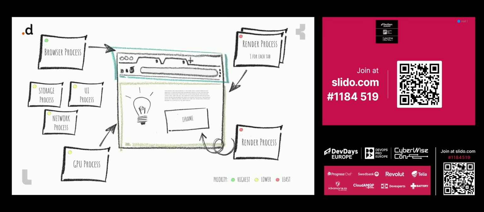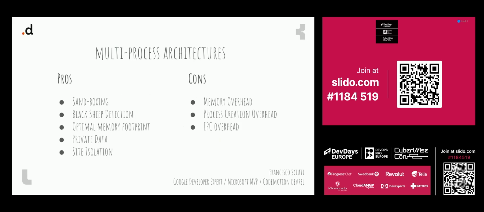Okay, great. Each process has a priority, and a priority shows how important a process is to the underlying operating system. The operating system uses this priority to balance the resources of our machine. Okay, well, like everything else, a multi-process architecture has its pros and cons. We are lucky because the pros are more than the cons.